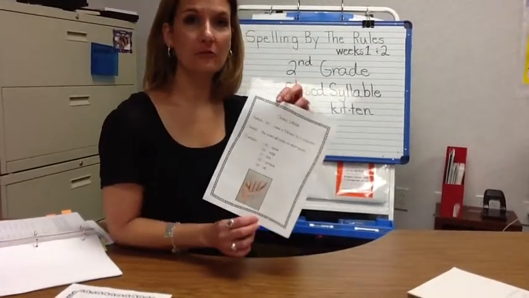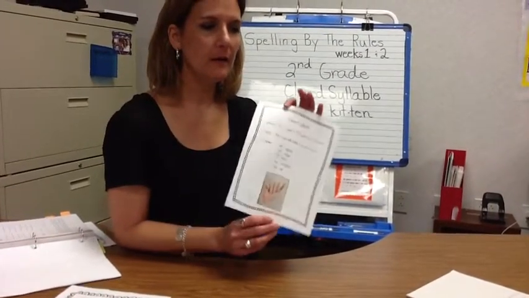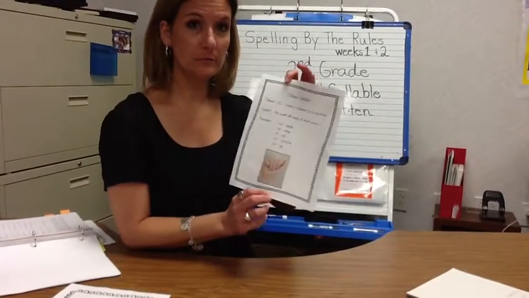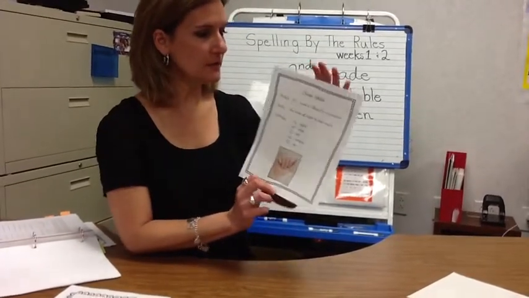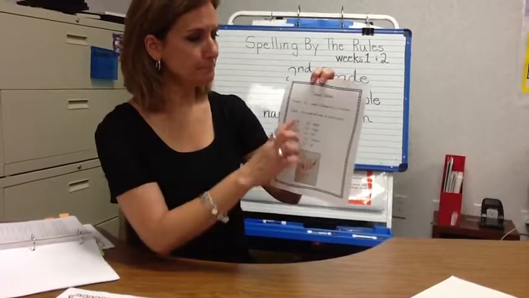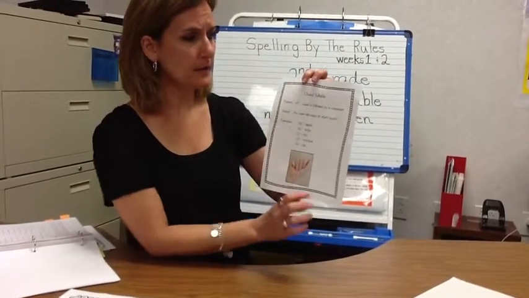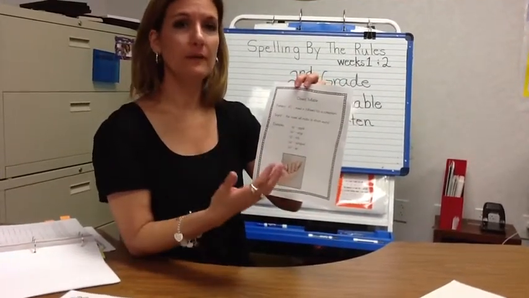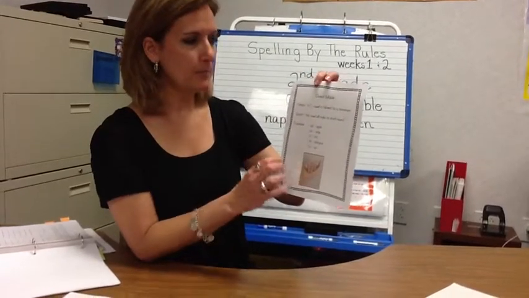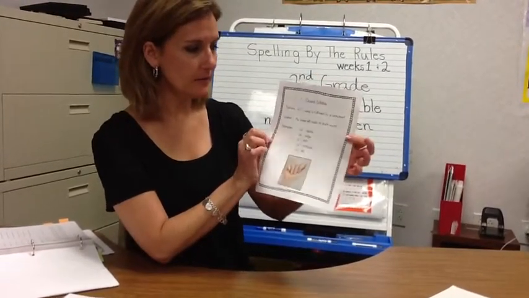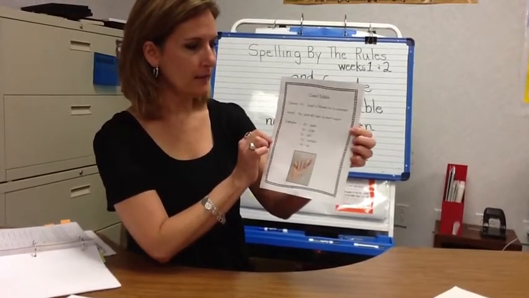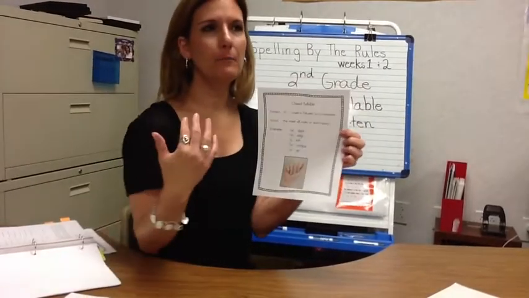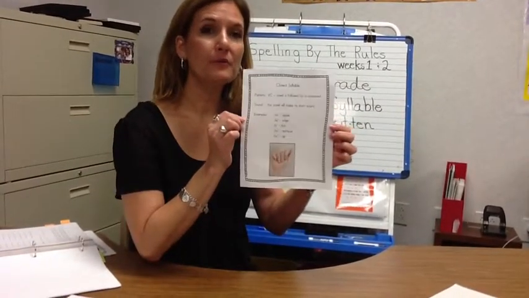Weeks of second grade, you will be covering the closed syllable rule. And the closed syllable rule is simply a vowel followed by a consonant makes the vowel make its short sound. The students will be taught different ways to remember the short vowel sounds.